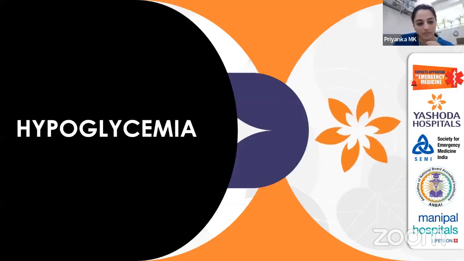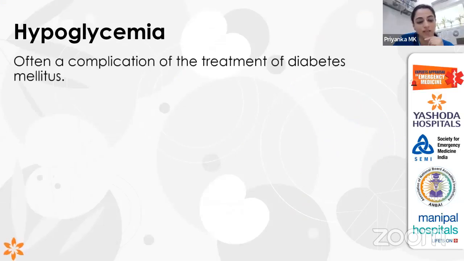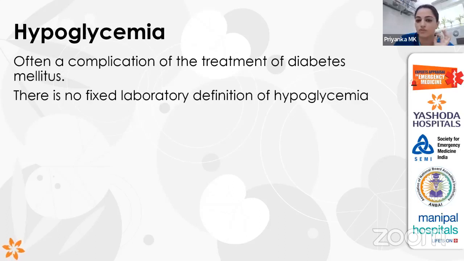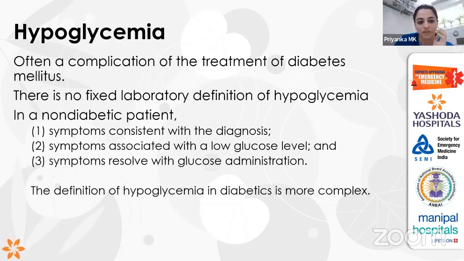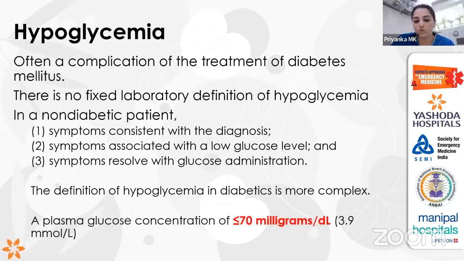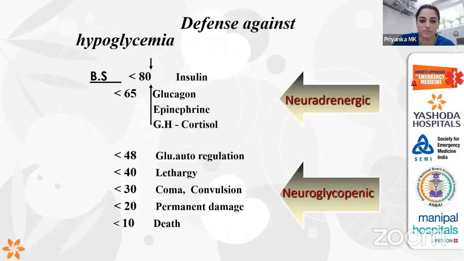Coming to the other diabetic emergency, hypoglycemia. Hypoglycemia is often a complication of the treatment of diabetes mellitus. There is no fixed laboratory definition of hypoglycemia. In a non-diabetic patient, if you have symptoms consistent with the diagnosis, symptoms associated with a low glucose level, and resolution with glucose administration, you can give a diagnosis of hypoglycemia. In a diabetic patient, it's more complex, and a plasma glucose concentration of less than 70 mg per dL is usually accepted as a universal threshold for diagnosing hypoglycemia.